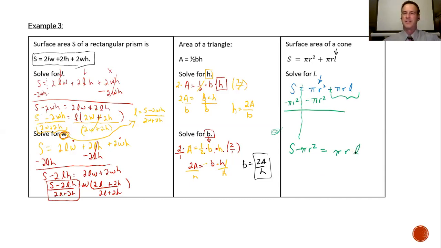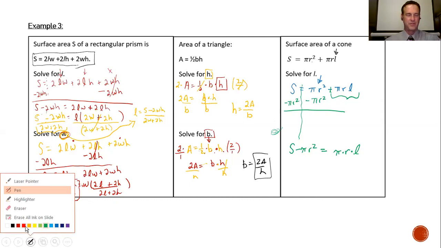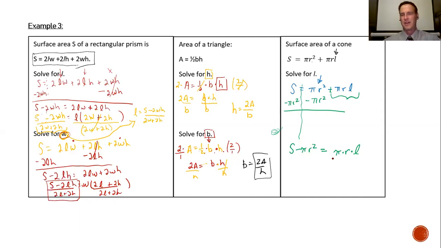And what is being done to this L that we're solving for? Well, you're multiplying by r and you're multiplying by pi. So the inverse operation of multiplication is division. So I will divide by pi and r, and pi and r. Okay, and that makes these go away. You're left with an L. And then you can recopy it. You can really just box it and stop if you want. But I'm just going to write it as I saw it. And this is s minus pi r squared, all over pi r.